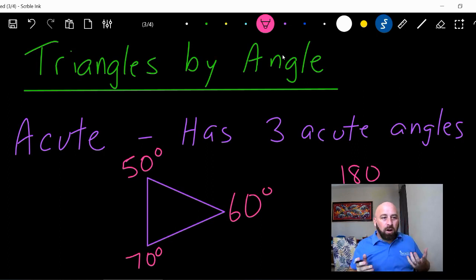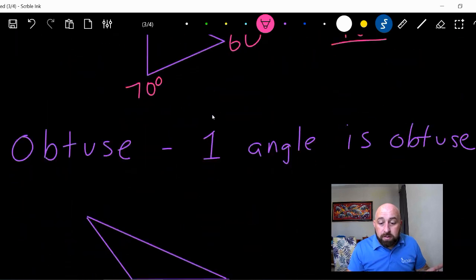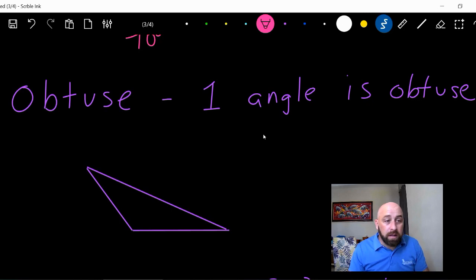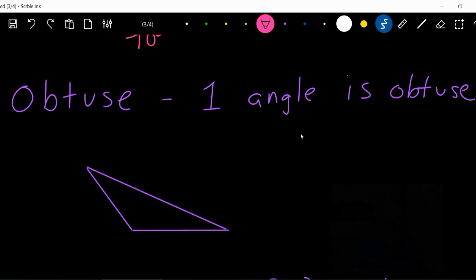So in that case, all three of those angles are less than 90. They're all three acute. That's one way to identify triangles by their angle. Another way is an obtuse triangle. Here's what that means. It means that one of the angles is obtuse. In this case, this angle right down here is obtuse. This is like 120 degrees.